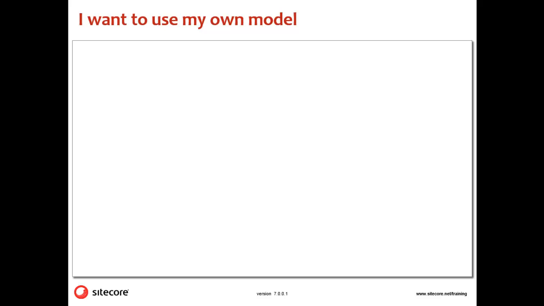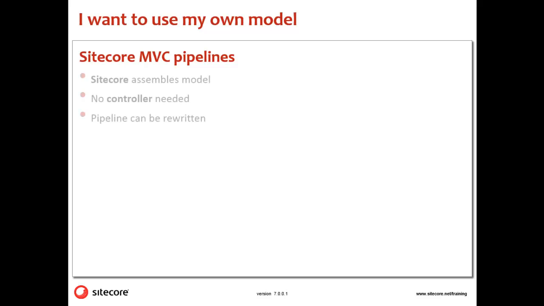There are probably as many methods as there are developers. So I'm going to show you two main ways and subcategories within each. Option 1 is to use Sitecore's MVC pipelines to give you a model. What happens here is that Sitecore assembles the model for you. You don't need a controller, so you can use a view rendering. And you can always rewrite the pipeline if the way it assembles your model is not to your liking.